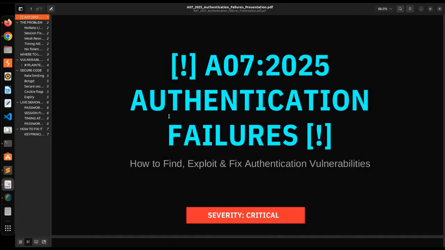Today we're talking about authentication failure from the OWASP Top 10. And here's the thing, it's not always about the sophisticated zero-day attack. It's usually just forgotten details, small oversights that add up to a complete account takeover. So let's dig in.